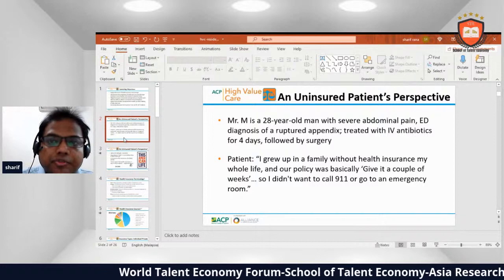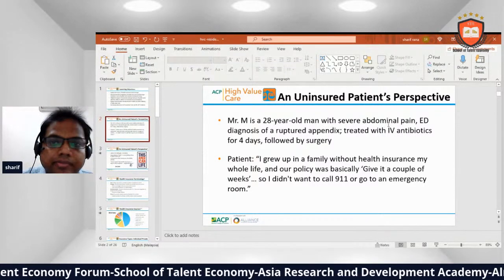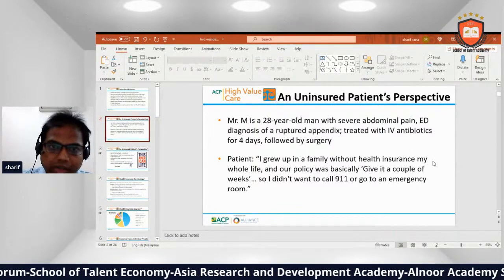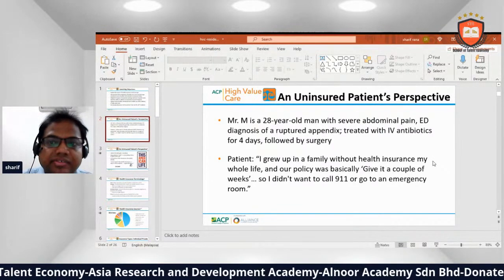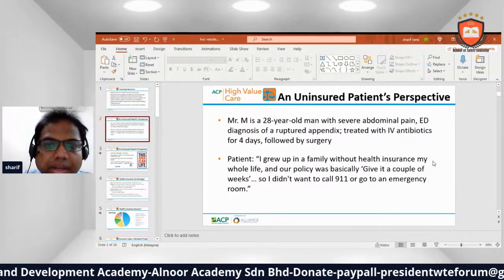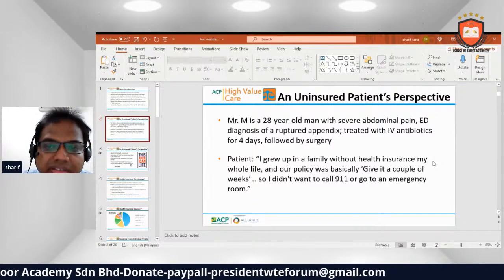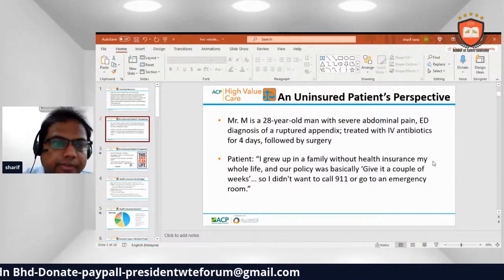An uninsured patient's perspective. Mr. M is a 28-year-old man who presented with abdominal pain. ED diagnosis was a ruptured appendix, treated with IV antibiotics for 4 days. Patient: I grew up in a family without health insurance my whole life, and our policy was basically to give it a couple of weeks.